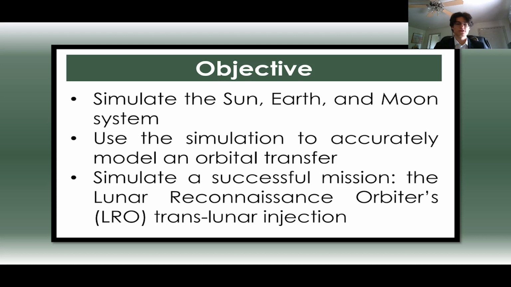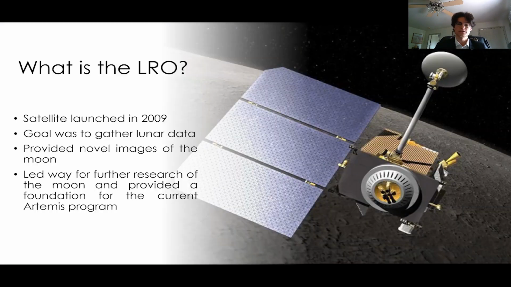My simulation currently simulates the Sun, Earth, and Moon system. I wanted to start with an orbital transfer from the Earth to the Moon. The space mission I chose for that was the Lunar Reconnaissance Orbiter, aka the LRO, and it launched back in 2009. The goal of this spacecraft was to go into a polar orbit about the moon, where it could gather valuable lunar data, and due to the nature of the polar orbit, it would enable us to see sides of the moon and get images that we'd never seen before.